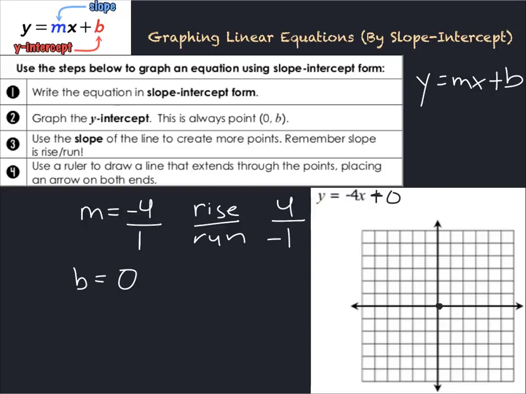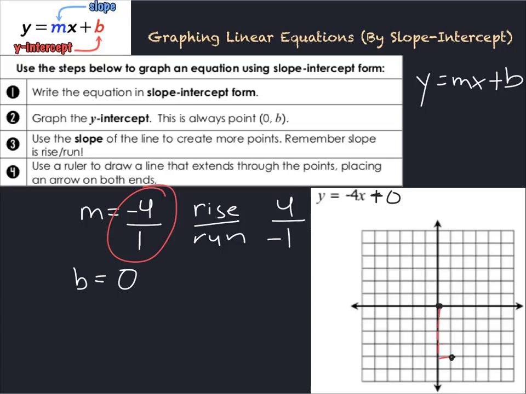And then our rise, if we're using this first one, which I'm going to do in red, is -4. So we're going to go down 1, 2, 3, 4. And then our run is 1. So our point would be right here.